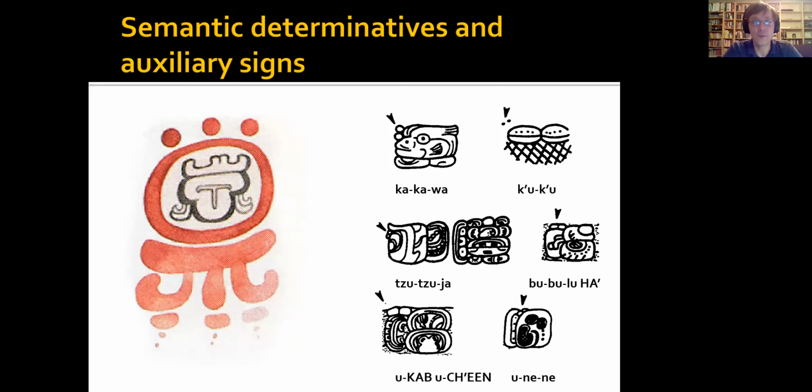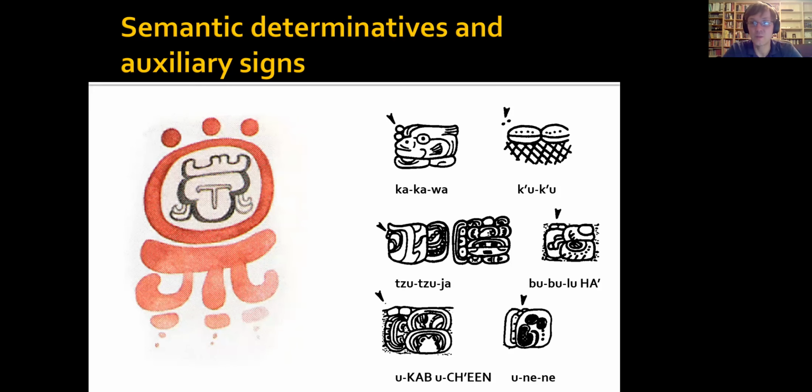There are almost no semantic signs, semantic determinatives, and no auxiliary signs. In fact, we have one clear semantic sign, and that's the day cartouche. So the Maya 260-day calendar system comes with 20 day names and a distinct sort of circular sign around that day name. Within that cartouche, the glyphs are read in a certain way. When there is no cartouche in place, the readings are often different.